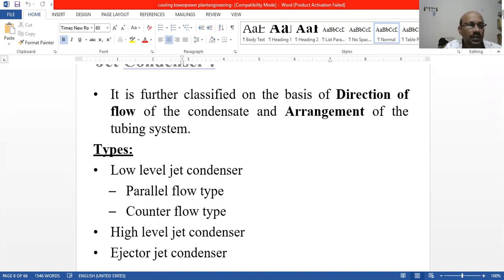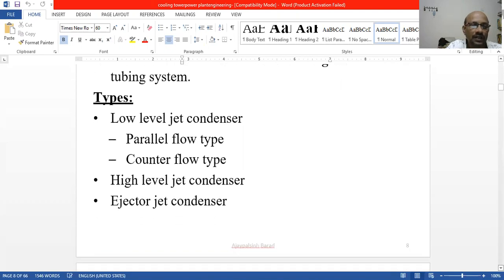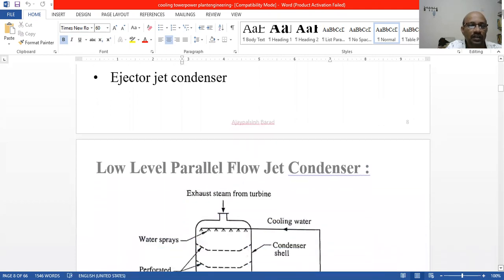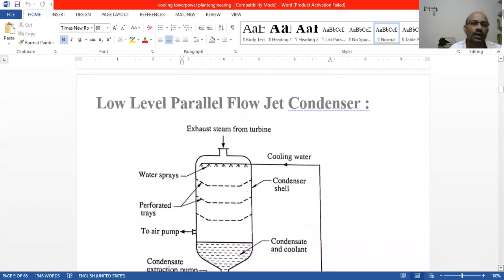So now we will see the types of condensers. There are the low level jet condenser, parallel flow type condenser, counterflow type condenser, high level jet condenser, and ejector jet condenser. Now we will see one condenser, the low level parallel flow condenser.